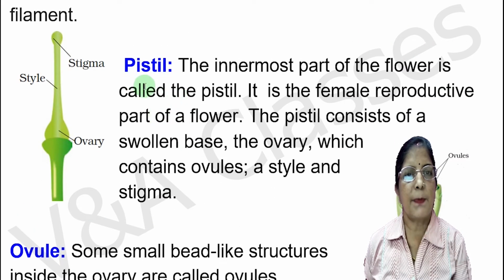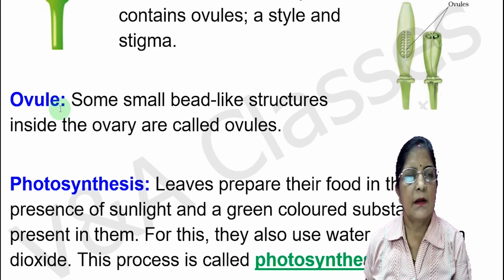Next keyword is pistil. The innermost part of the flower is called the pistil. It is the female reproductive part of the flower. The pistil consists of a swollen base, the ovary, which contains ovules, a style, and a stigma. Next keyword is ovule. Some small bead-like structures inside the ovary are called ovules.